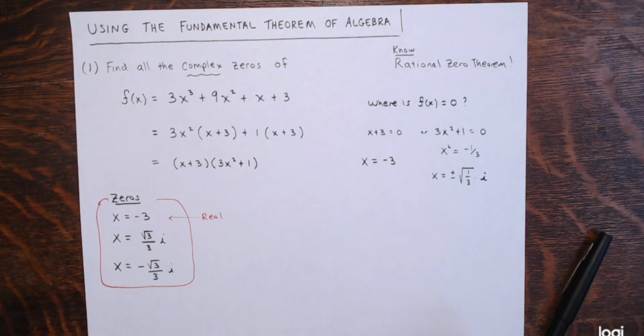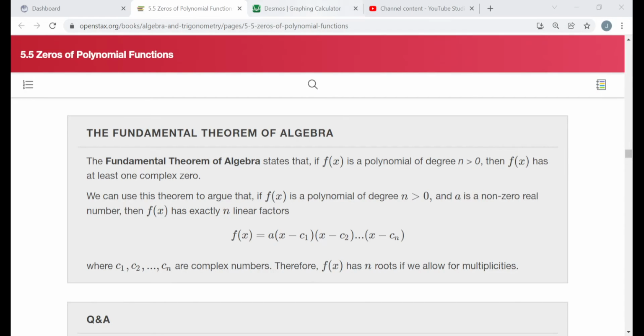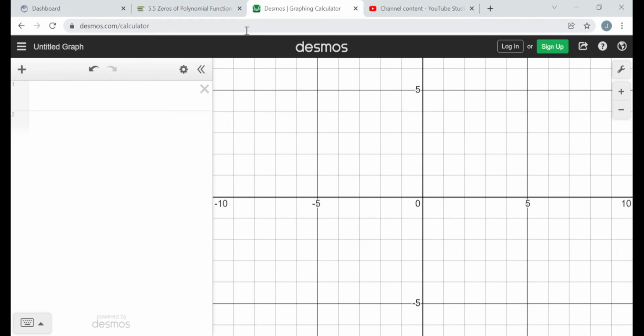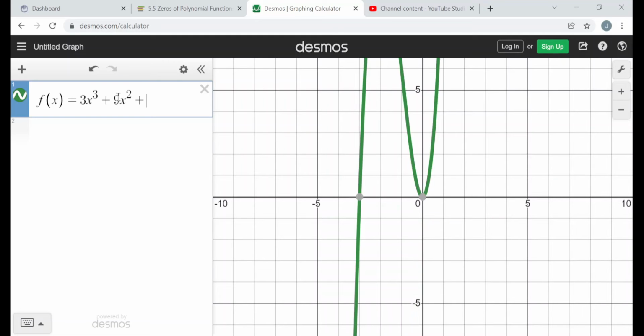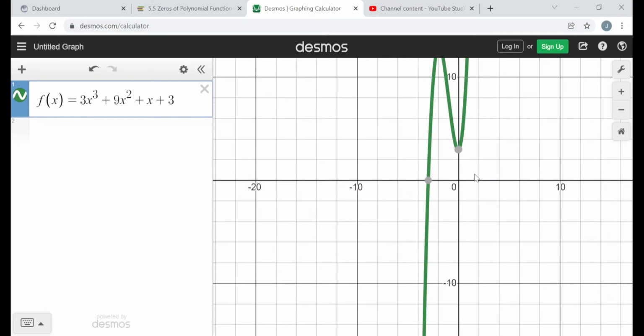All right, but let's take a look at that too. I'm going to take a look at all these. Go to the Desmos website. It's a free online graphing calculator site, desmos.com. And I'm entering the function we were given, f of x equals 3x cubed plus 9x squared plus x plus 3. And you see it's only crossing the x-axis at one point, and that was at negative 3, as we said. And it doesn't have any other x-intercepts, right?